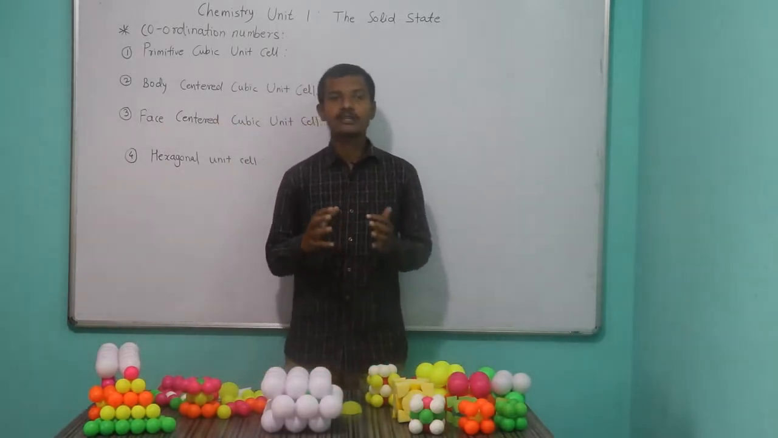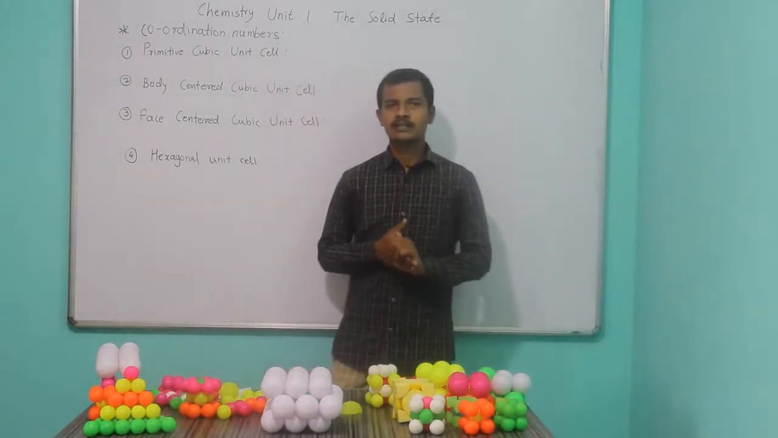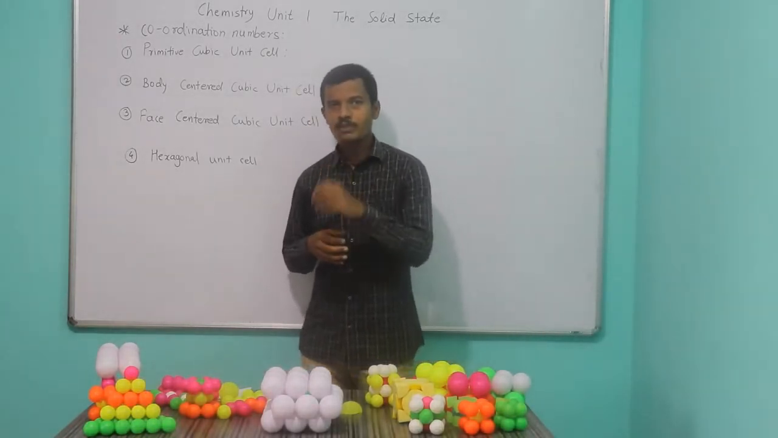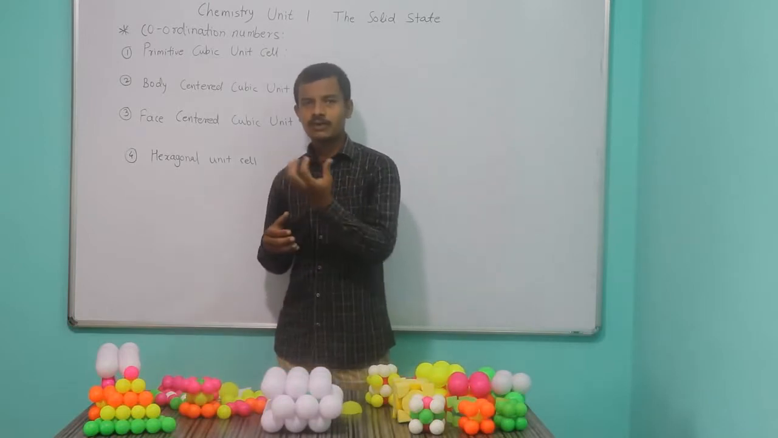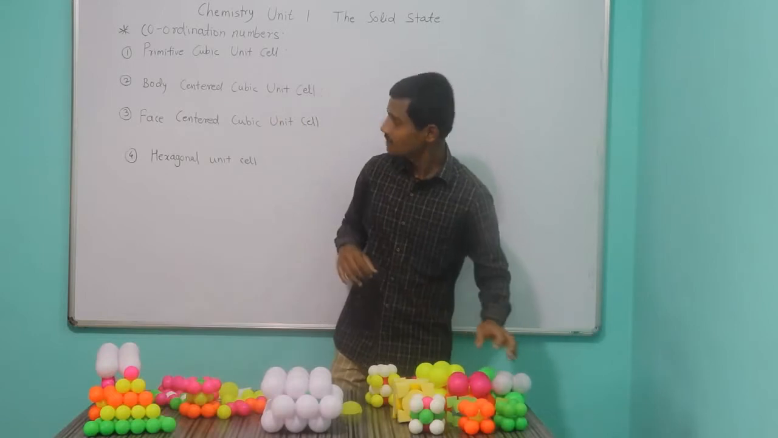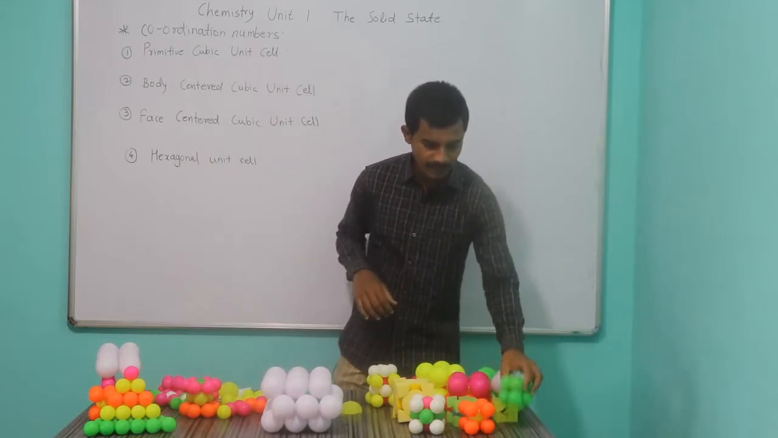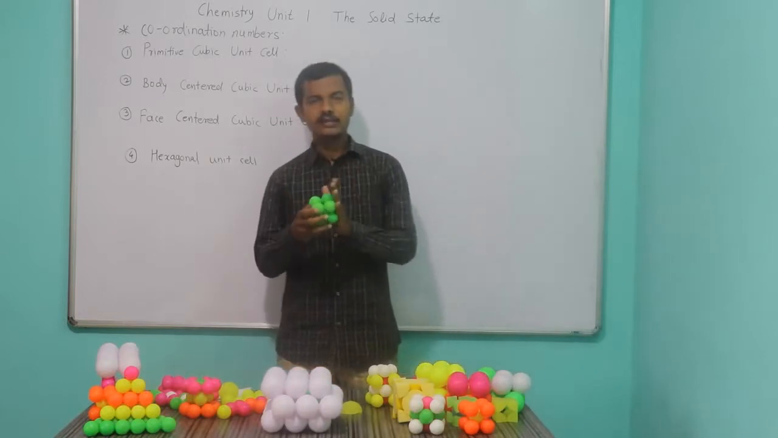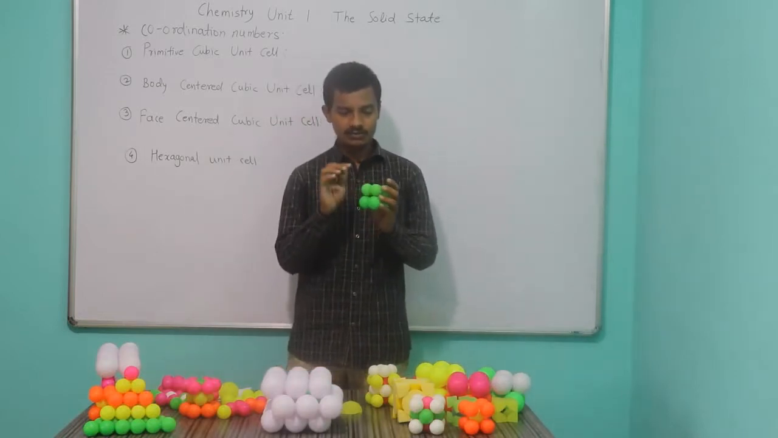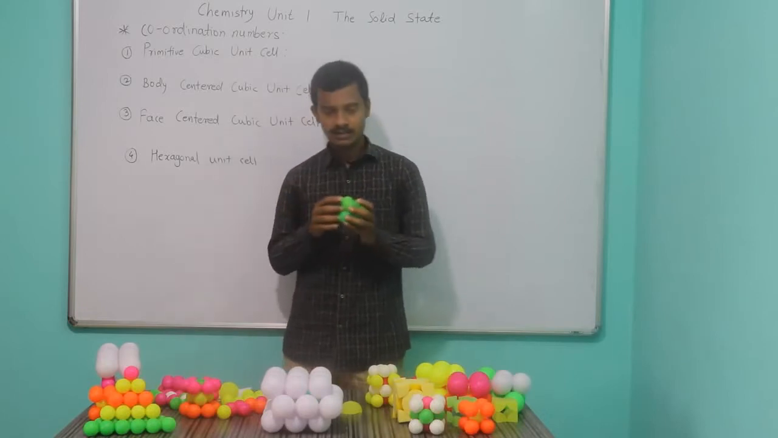And what is meant by coordination number? The number of nearest neighbors of a particle is called the coordination number. Simply, to how many particles one particle is attached, that is called coordination number. For the primitive cubic unit cell, this is the primitive cubic unit cell, and it is formed by attaching these 8 atoms. But we want to find out, for one atom, to how many atoms it is attached.